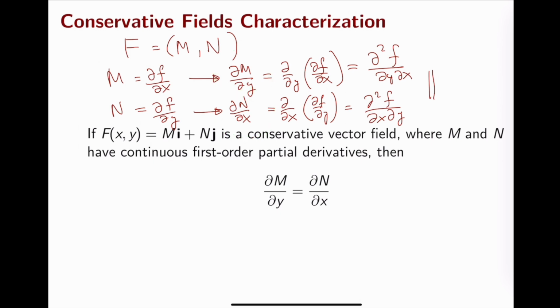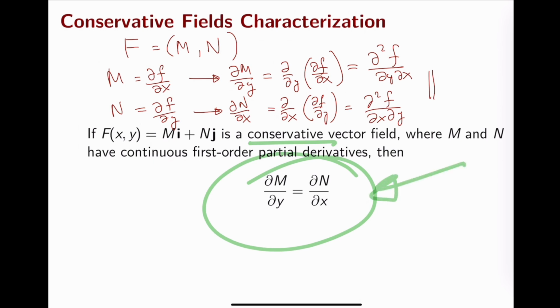So we have a criterion, a characterization of vector fields, that says that if the vector field is conservative, then these derivatives have to be equal. That gives a way to say if a vector field is conservative or not. We take the first component and do the derivative with respect to y, and we take the second one and do the derivative with respect to x. If these do not coincide, then the field cannot be conservative.